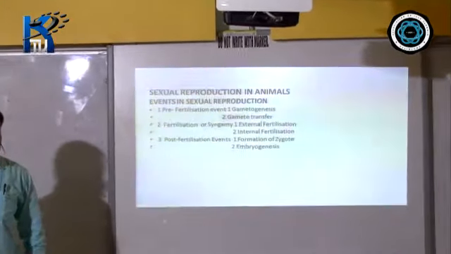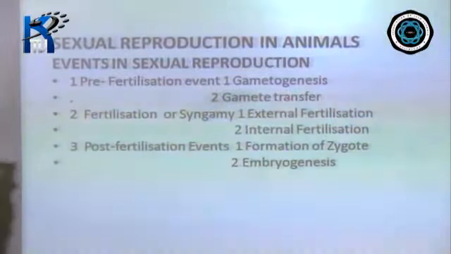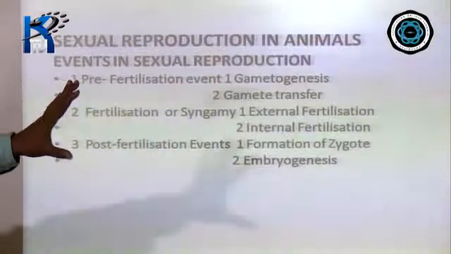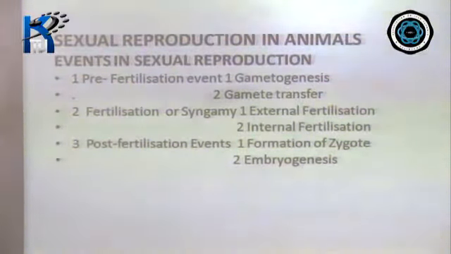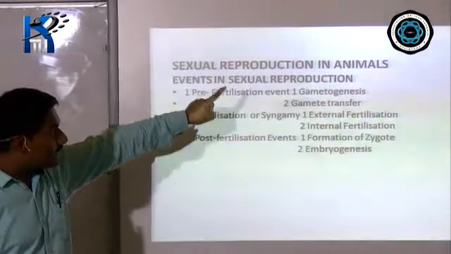Come to the next part, sexual reproduction in animals, events in sexual reproduction. You see, in biology, most students, when they just see sexual reproduction in animals, start writing it. But at the same time, you have to be very careful. You have to read the question very carefully. Here the topic is events in sexual reproduction.